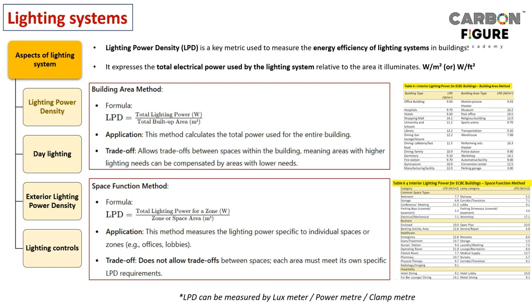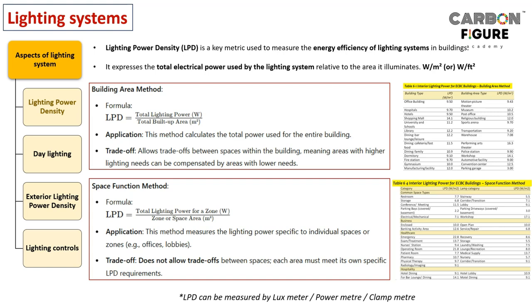For a given area, for 1 meter square, if you want to light it up, how much energy are you spending in terms of watts? That is the lighting power density, watt per meter square or watt per square feet, right? So building area method we have, space function method we have. Building area method means total lighting power per total built up area, directly you are going into an entire building area, right? So this method calculates the total power used for the entire building.